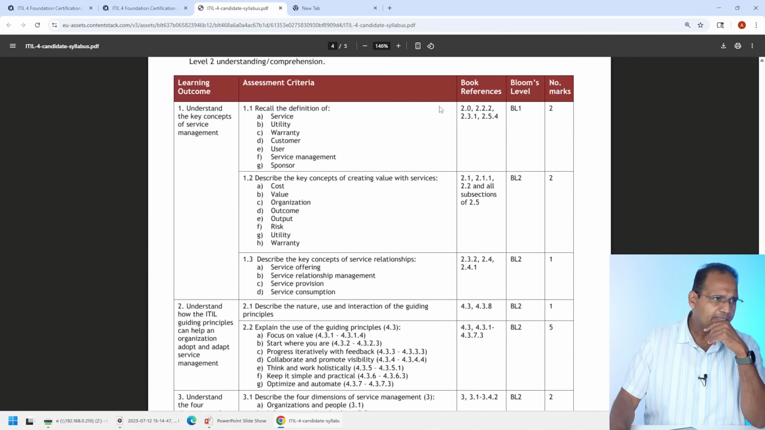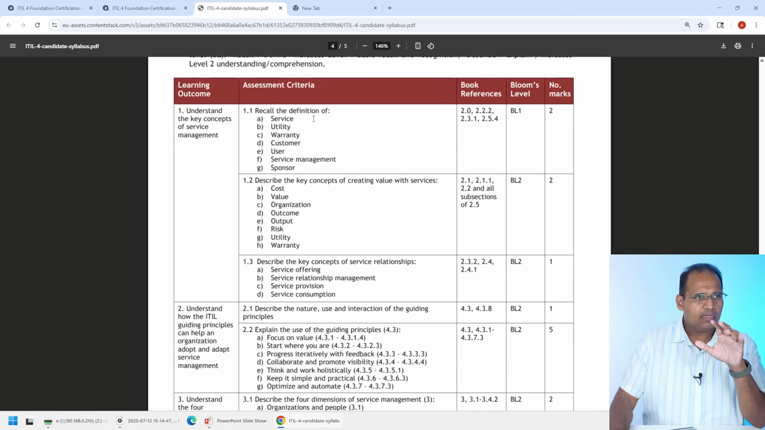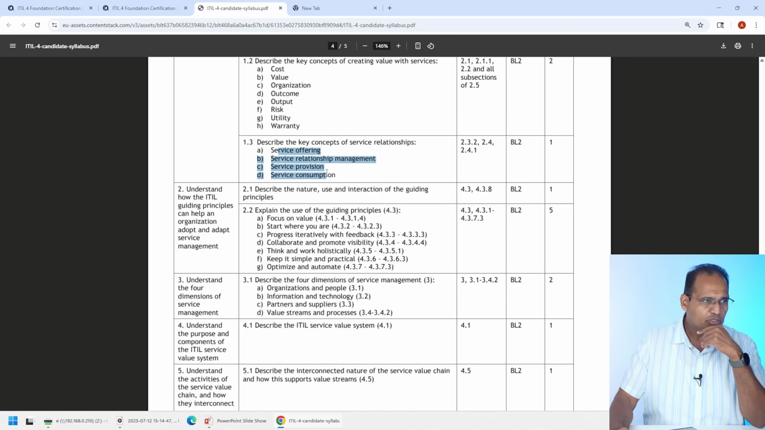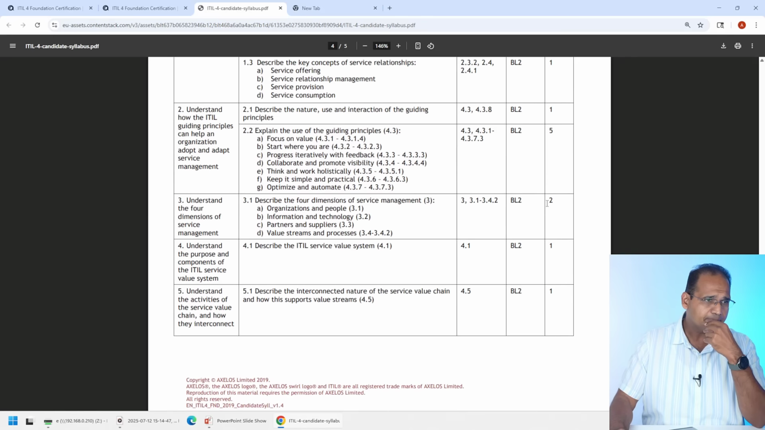So far we have covered a lot, and I want to point out a couple of things. Number one, all of the things we have covered, things like definitions, which I gave you, you have 2 questions on this. The number of marks is how many questions count. Where I describe the key concepts, 2 questions. Service offer and service relationships, 1 question. The guiding principles, 1 question. Here, what is the nature of them? 1 question. But we just went through some of these guiding principles, 5 questions.